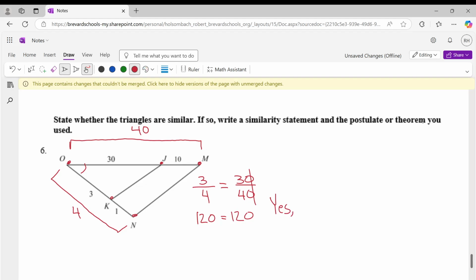Write a similarity statement. My similarity statement, I'm going to start with O. I'm going to go down the short side, and then I'm going to go across the unknown side. All right, so I'm going to go OKJ is similar to, in the big triangle, I'm going to go down the short side and across the unknown side. So that's ONM.